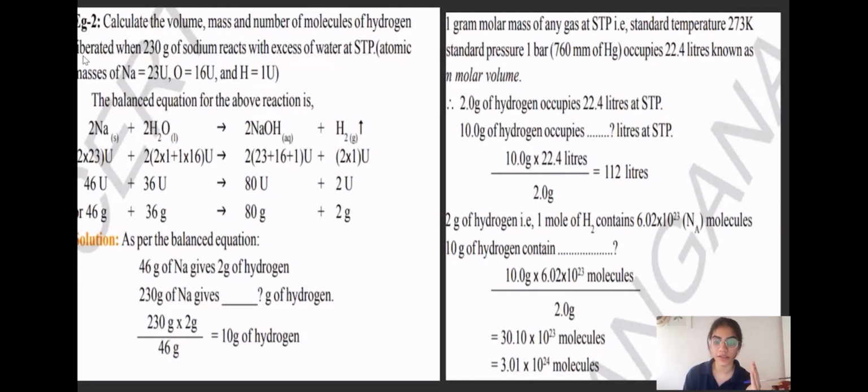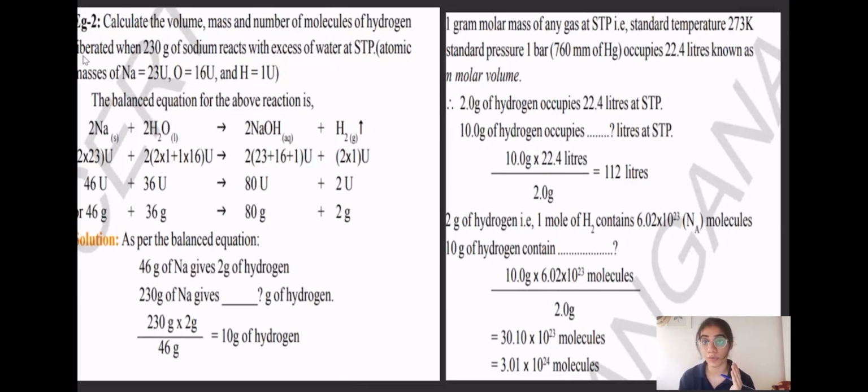This is a basic unitary method. Doing the entire numerical will give you 10 grams of hydrogen. Now we have the mass. We know that 1 gram molar mass of any gas at STP, that is standard temperature and pressure, occupies 22.4 liters volume. 1 mole occupies 22.4 liters of volume.